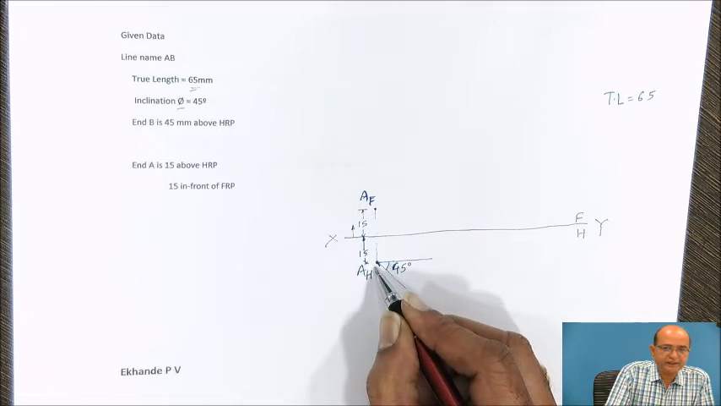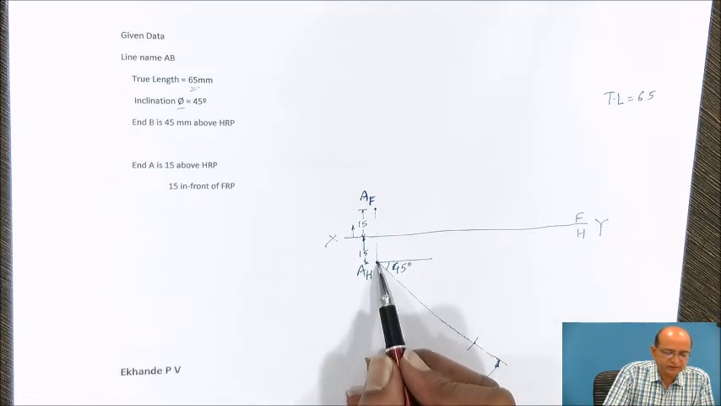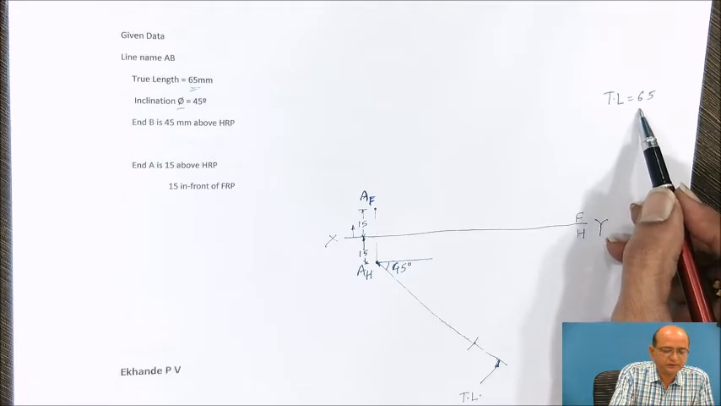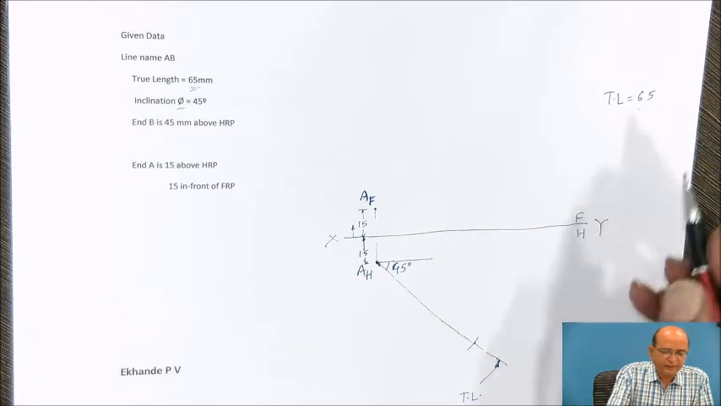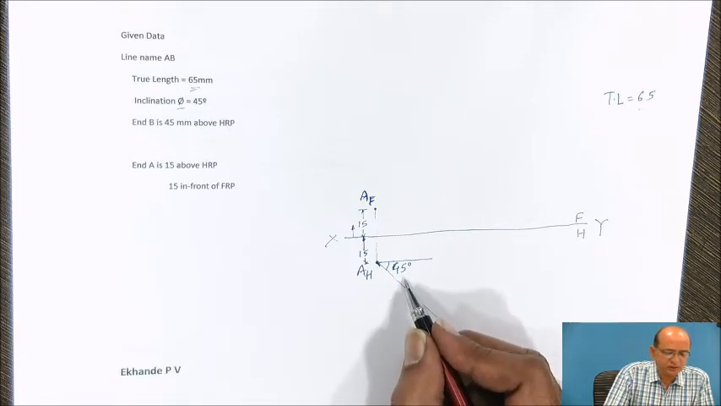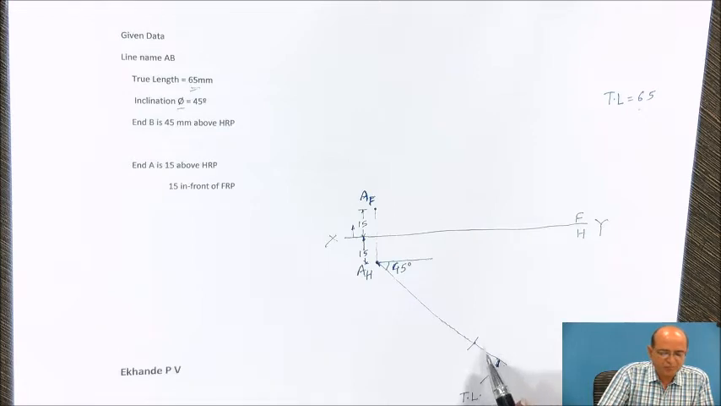With the center AH, we will take the distance in the compass as 65 millimeter, and with respect to that we will cut the arc on the line which is drawn at true inclination 45 degrees with FRP. Now the point which we are getting over here is B dash H.